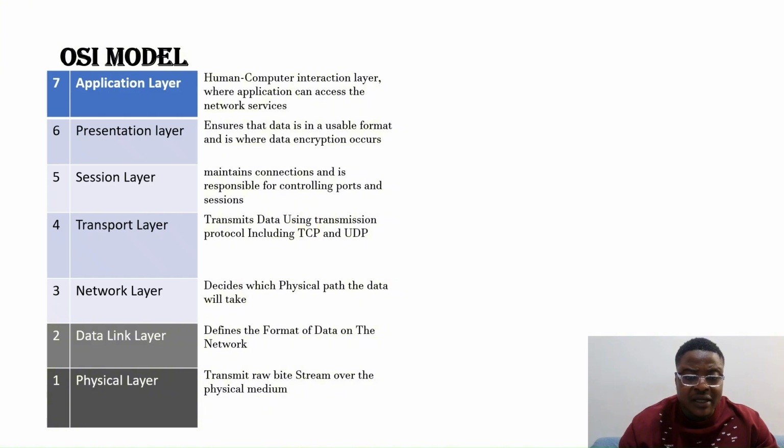The transport layer transmits data using transmission protocols including TCP and UDP. The session layer maintains connections and is responsible for controlling ports and sessions. The presentation layer ensures that data is in a suitable format and is where data encryption occurs. The application layer is the human-computer interaction layer, where applications can access network services.